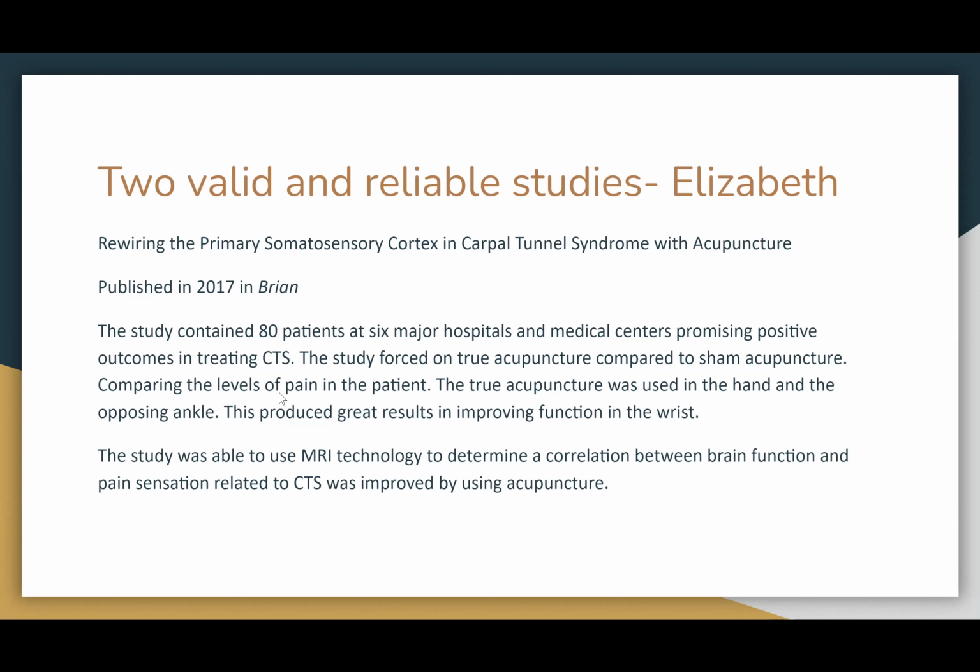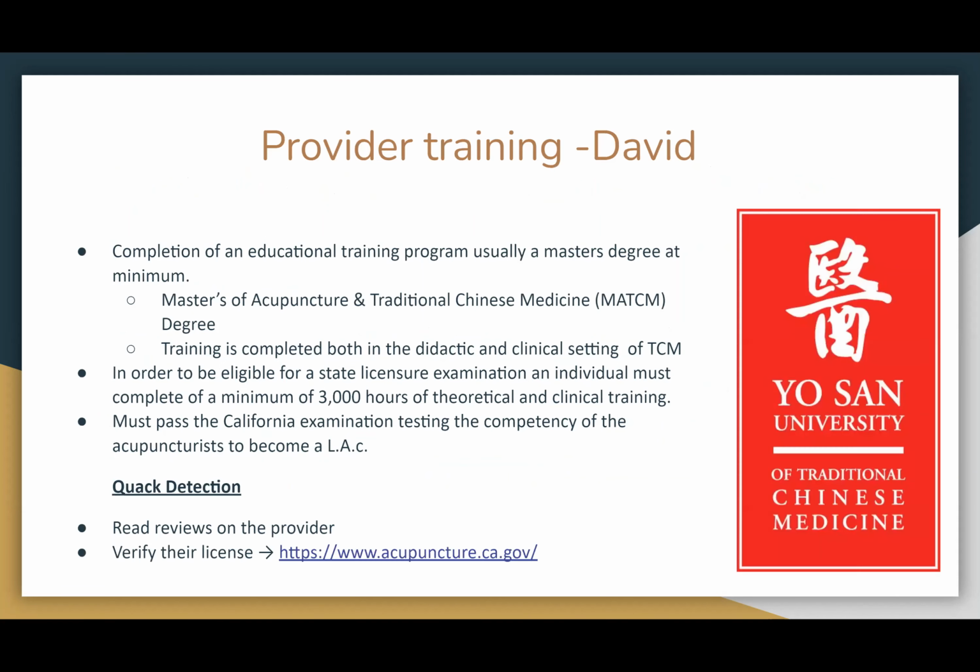Comparing the levels of pain in the patient, the true acupuncture was used in the hands and the opposite ankle. This produced great results in improving function in the wrist. The study was able to use MRI technology to determine the correlation between brain function and pain sensory areas related to CTS was improved by using acupuncture.